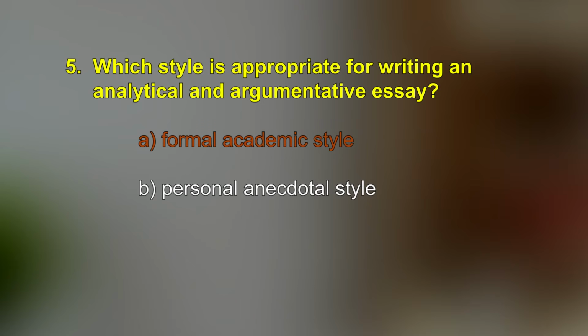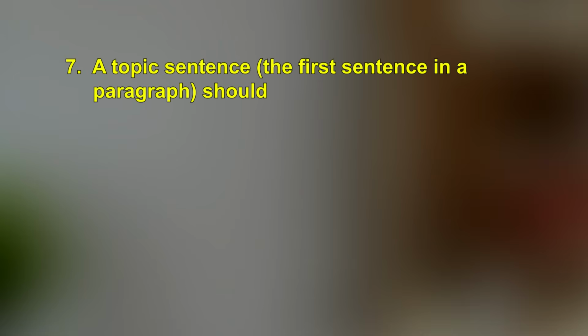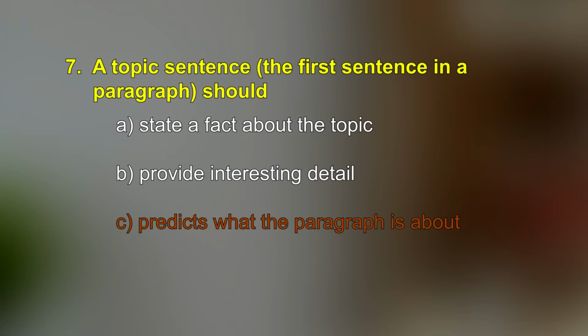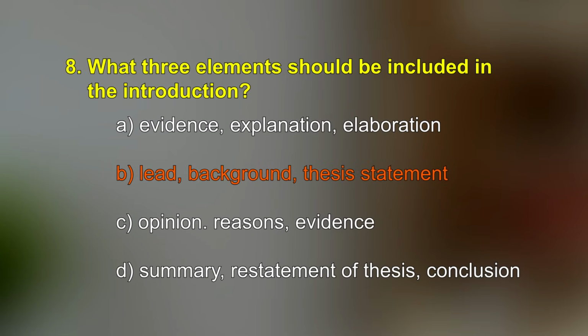Question number 5, the answer is A. To write analytical and argumentative essays, we use a formal academic style, not an anecdotal or a subjective kind of writing. Question number 6, what is a hook? A hook is a sentence, the initial sentence that grabs the reader's attention. Question number 7, it is about topic sentence. The answer is C. A topic sentence should predict what the paragraph is about. And for the last question, the answer is B, because the introduction should contain the lead, background, and a thesis statement.